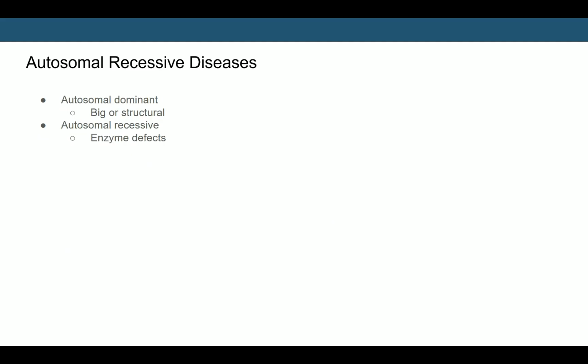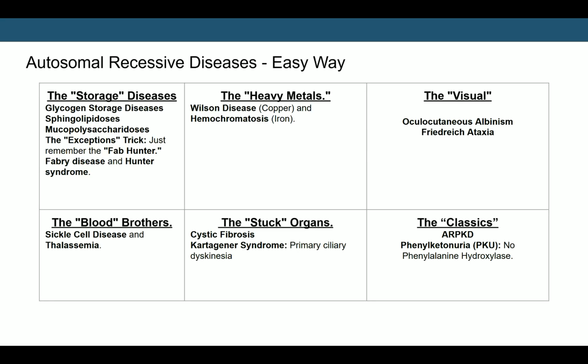So let's get started. In the previous video, we discussed autosomal dominant diseases, and they were big or structural defects. In autosomal recessive diseases, the golden rule to remember these, and if you get stuck, is that most of them are enzyme defects. So my easy way to remember the autosomal recessive diseases is to categorize them into categories.